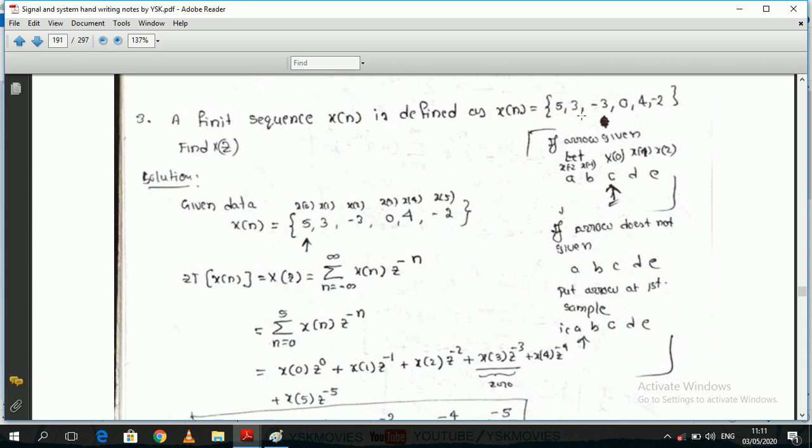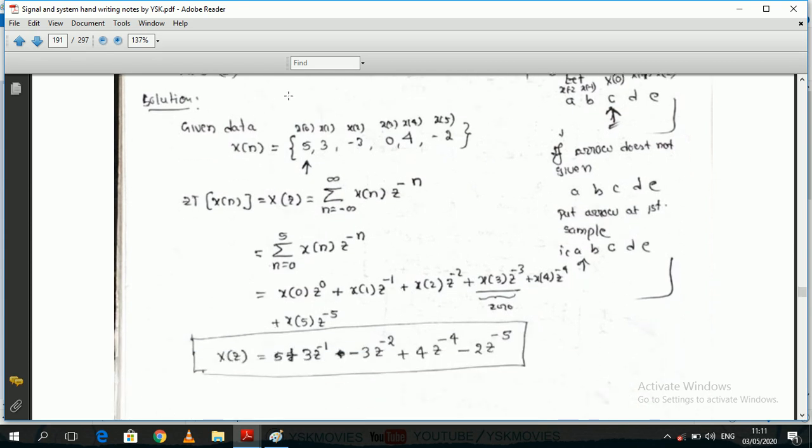X of n is equal to 5, 3, minus 3, 0, 4, minus 2. There is no arrow mark, so we put an arrow mark at the initial value. X of 0 value is 5, x of 1 value is 3, like this. What is the z transform formula? X of z is equal to the sum from n equal to minus infinity to infinity of x of n z power minus n. Here n is from 0 to 5, so expand them. X of 0 value is 5, and z power 0 is 1, so 5 plus x of 1 value 3 into z power minus 1. So this is X of z totally.